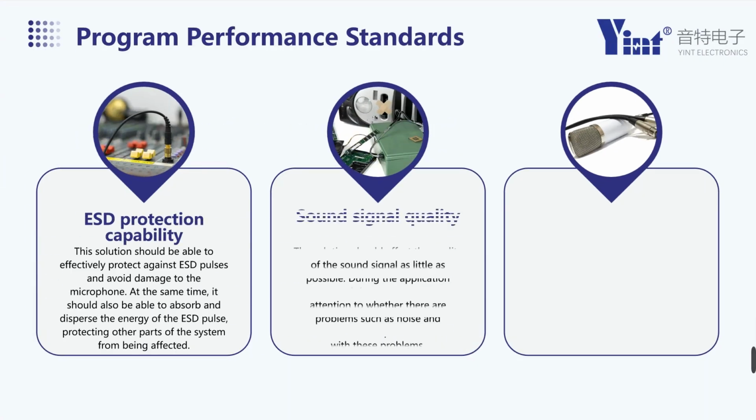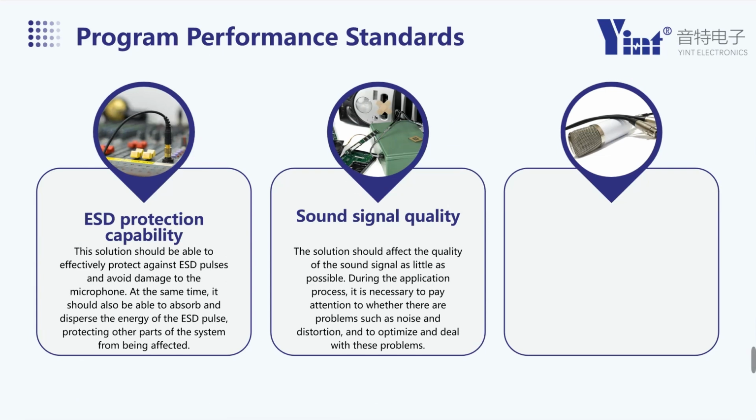ESD protection capability. This solution should be able to effectively protect against ESD pulses and avoid damage to the microphone. At the same time, it should also be able to absorb and disperse the energy of the ESD pulse, protecting other parts of the system from being affected. Sound signal quality. The solution should affect the quality of the sound signal as little as possible. During the application process, it is necessary to pay attention to whether there are problems such as noise and distortion, and to optimize and deal with these problems.